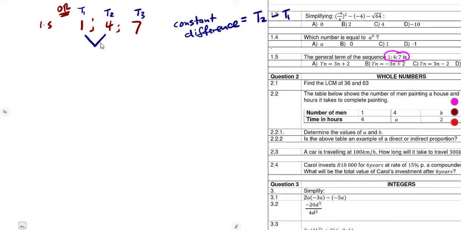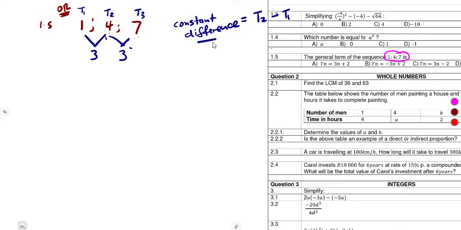So this is the case. Next term minus the previous term: 4 minus 1, which is 3. Next term minus the previous term: 7 minus 4, which is 3. So as we can see, we have what?